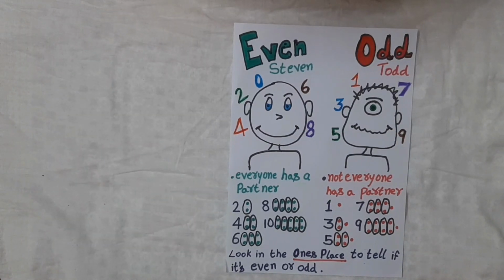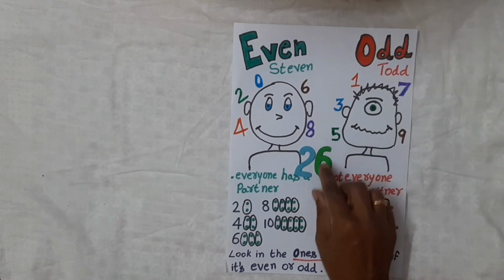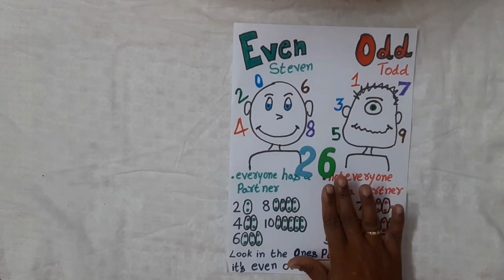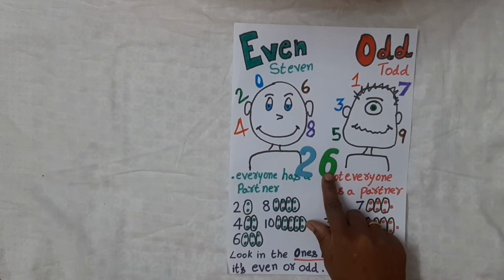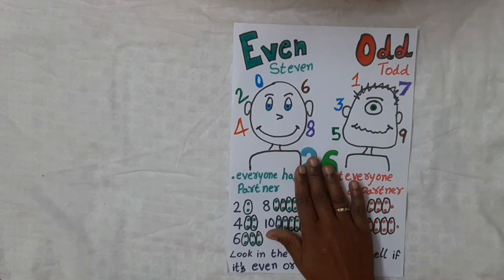Some important things parents should make clear is that the child should know the ones digit. For example, 26, if you take 6, it is the ones digit. So make sure that the child is clear with this, because odd and even numbers are judged based on their ones digit, also the ending digit. So make this point clear.